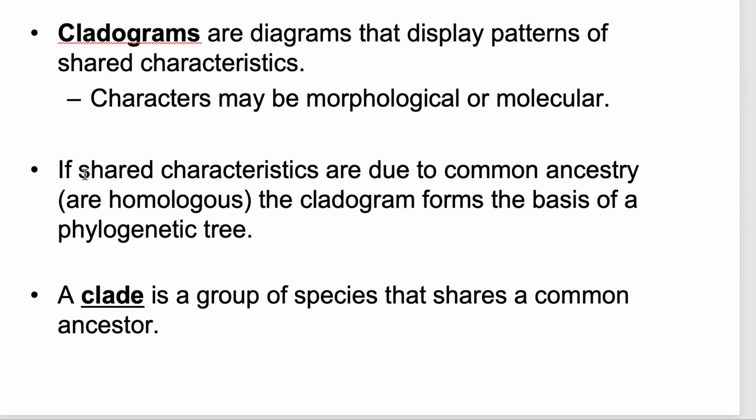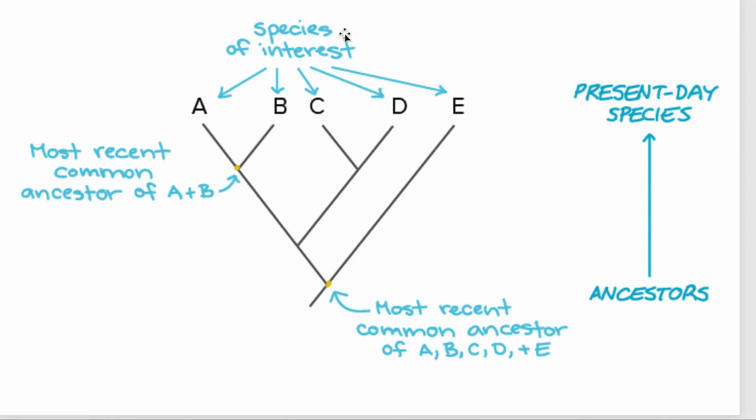Right, so cladograms are diagrams that display patterns of shared characteristics. The characteristics may be morphological or molecular. If shared characteristics are due to common ancestry, meaning they're homologous, which we'll talk about in a set of notes coming up soon, the cladogram forms the basis of a phylogenetic tree. A clade is a group of species that share a common ancestor. Right, so this is one without anything listed, but the different species would be filling up here where A, B, C, D, and E are.